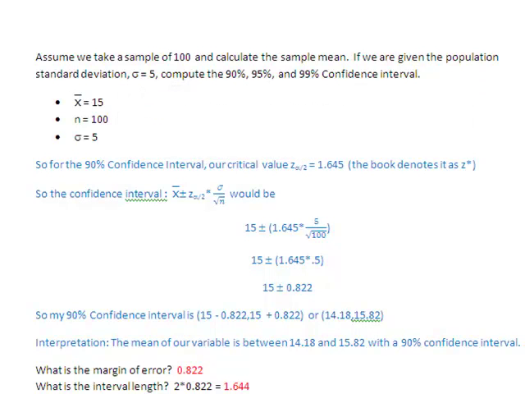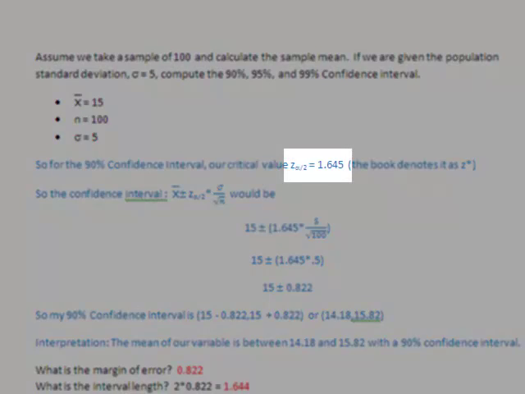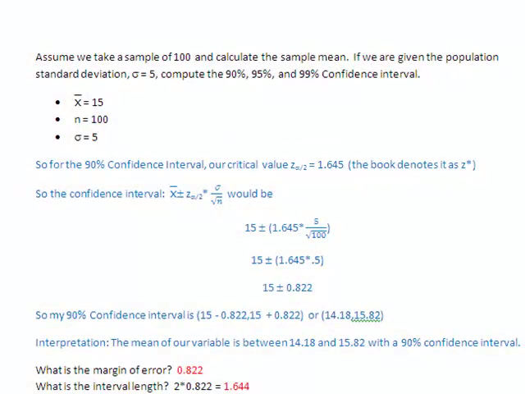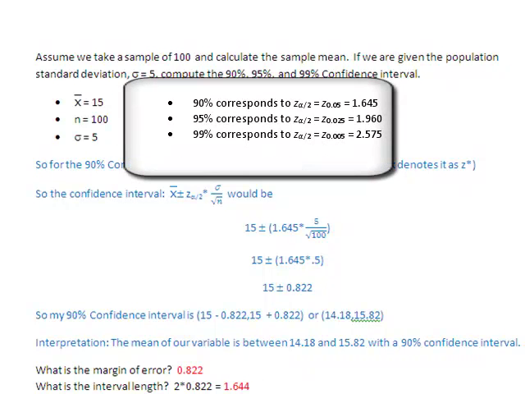So with that in mind, this is how we would construct the confidence interval. We're given x bar equals 15, n is 100, and sigma is 5. So to build a 90% confidence interval, our critical value is z alpha over 2, and that is 1.645. Remember, we did all the different critical values for confidence intervals earlier.